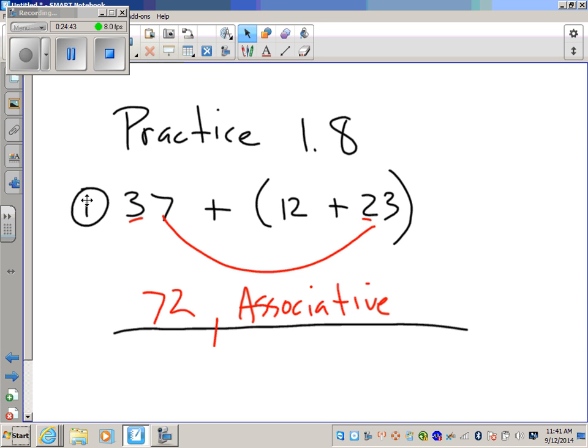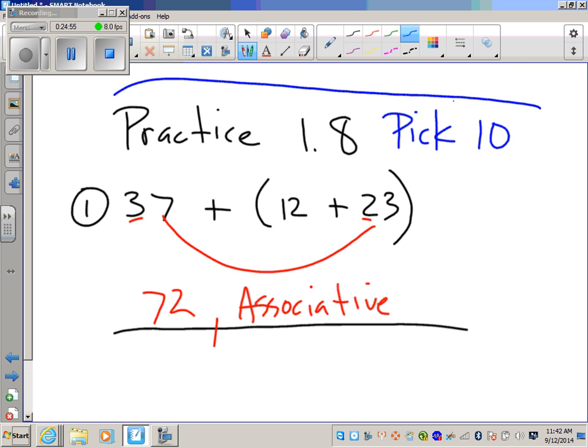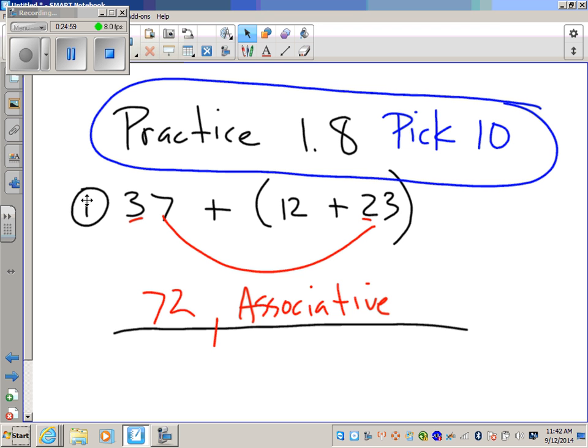Any questions there? Now, there are 14 of them. 1 through 14. There are 14 that are like that. All I want you to do, pick 10. No, the extra 4 aren't extra credit. Pick 10. What do I want you to do? If I say pick 10, what do I want you to do? Oh, simpletons.